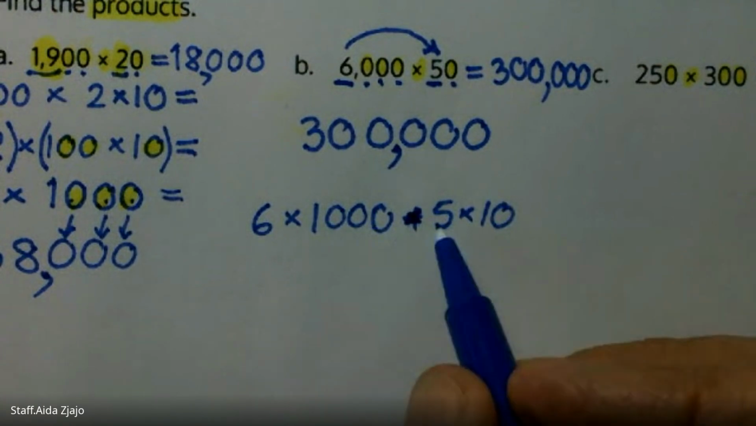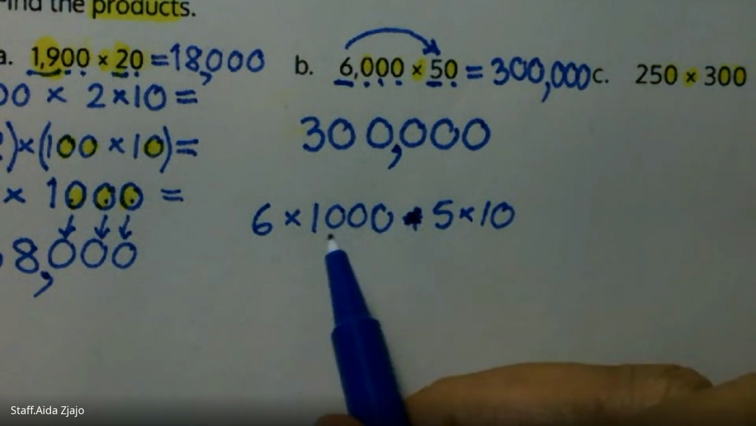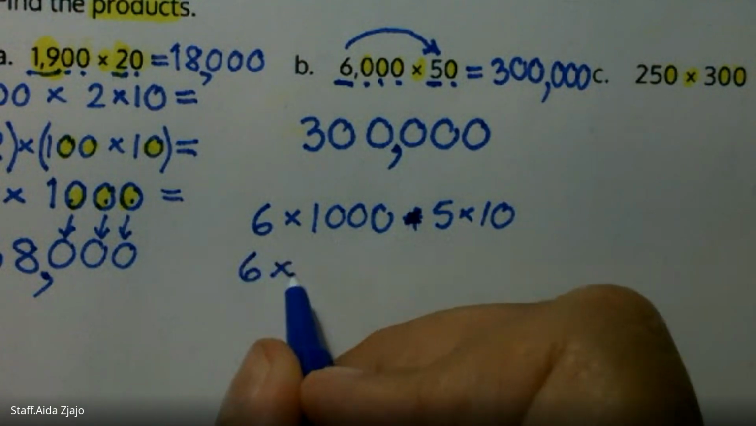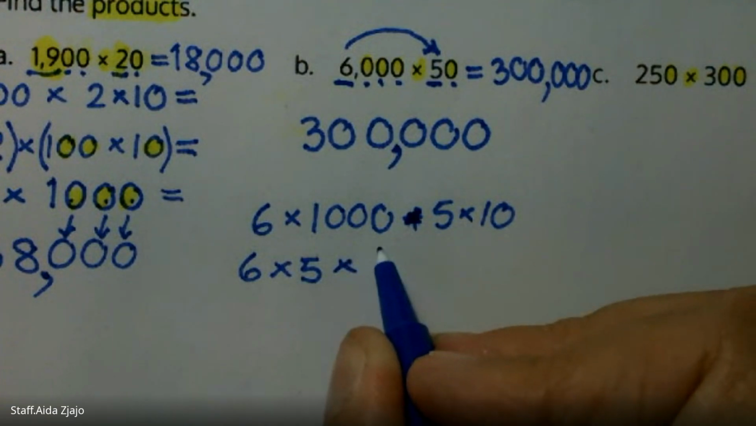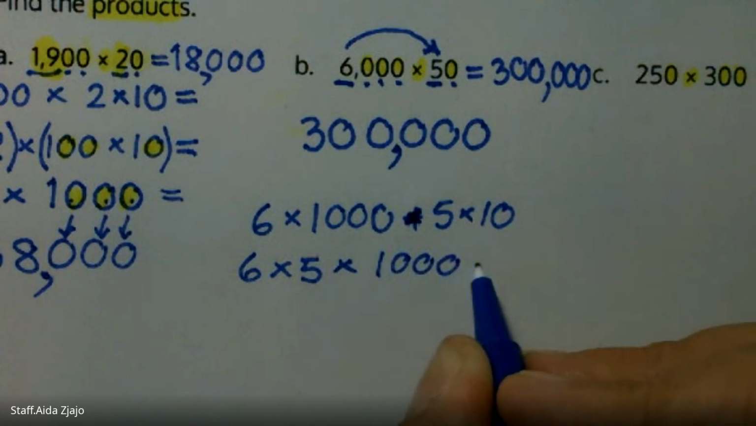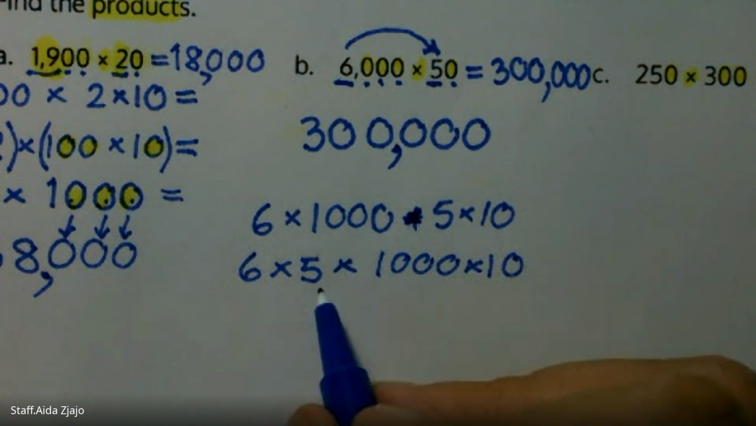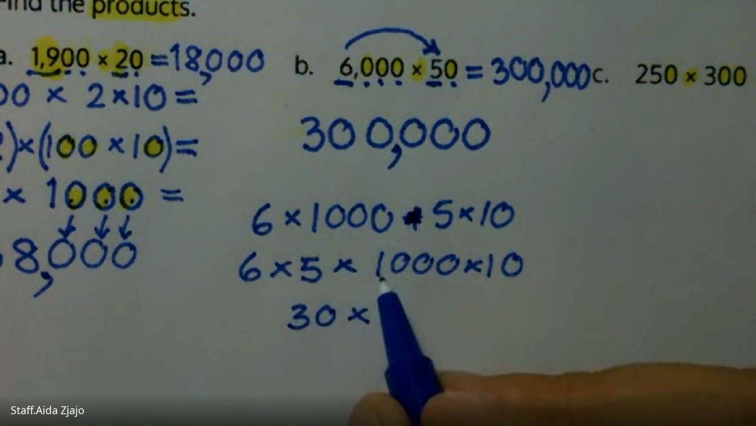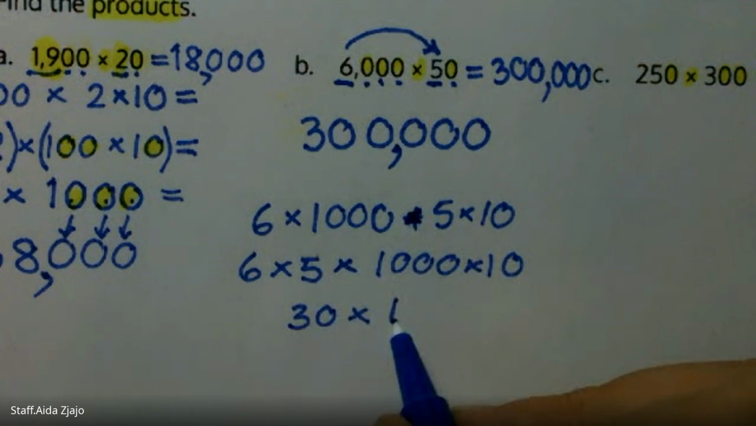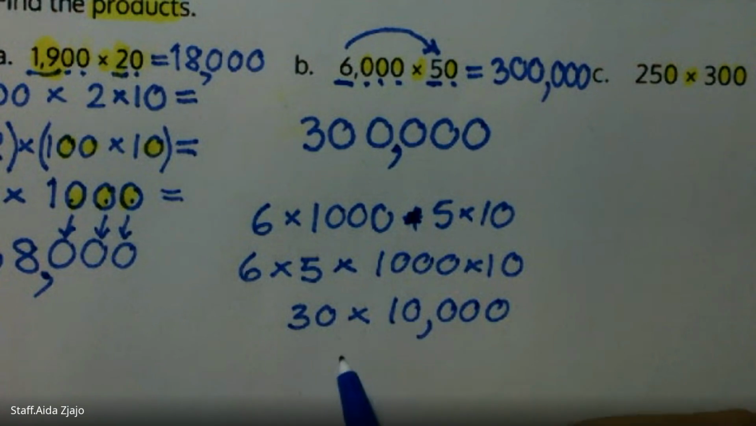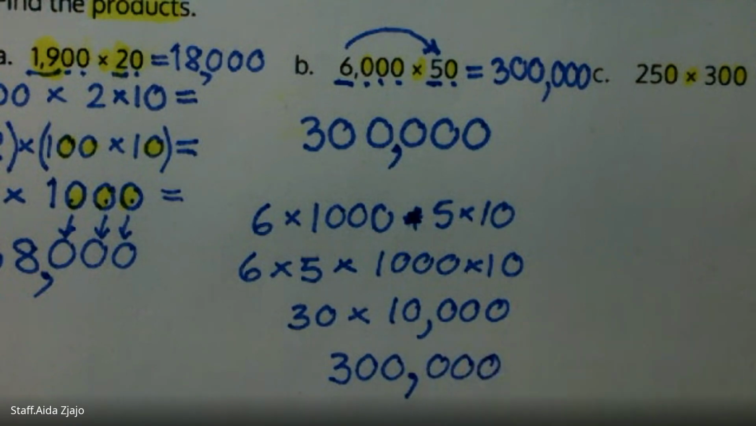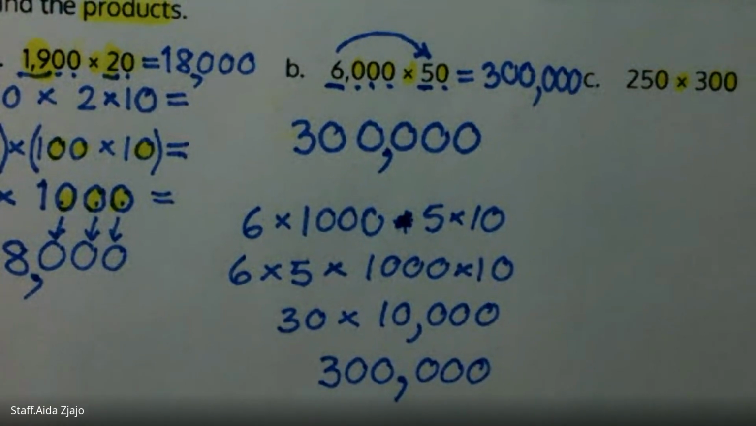So now I can associate 6 and 5, and then I'm going to multiply the 1,000 times 10. So 6 times 5 is 30, and 1,000 times 10 is 10,000. So 30 times 10 is 300,000. So that's how to do the logic.